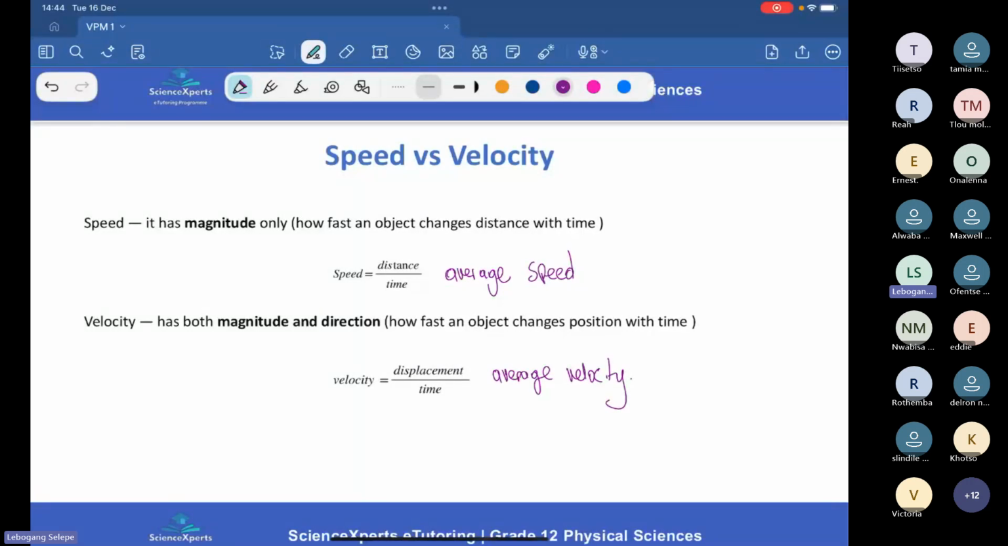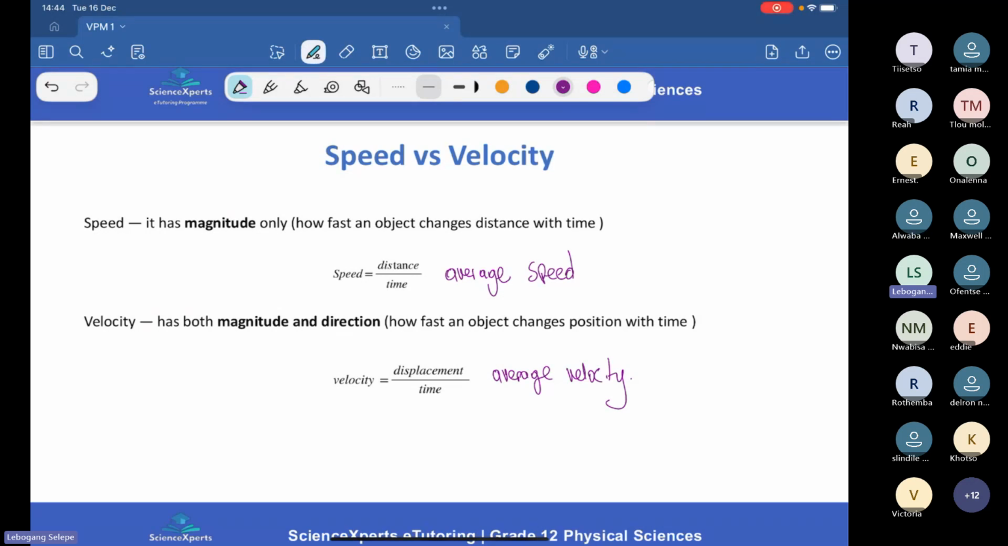Do you guys see that velocity and speed can be different? It's not always the case that they're the same. There are situations where they're different. Do you guys get it? Yes, sir.